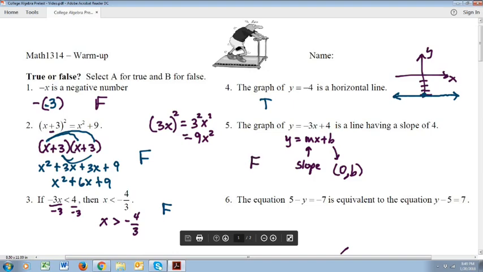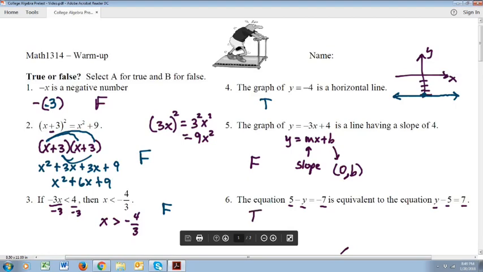Now look at number 6. The 5 becomes a minus 5. The minus y becomes a plus y. On the other side, the minus 7 becomes a 7. So what happened here is all my terms change signs. And in fact, that's exactly what happens when you multiply this first equation by negative 1 on both sides. Every term changes signs. Or you could think of it as division by negative 1 on both sides. Either way, every term will change signs. And so that is a true statement. All right, let's go on.